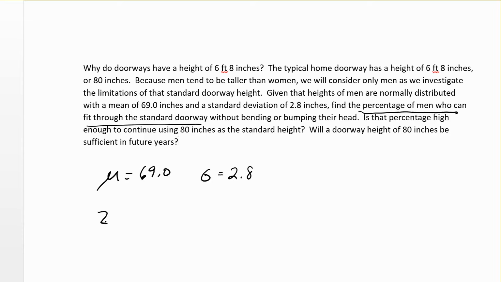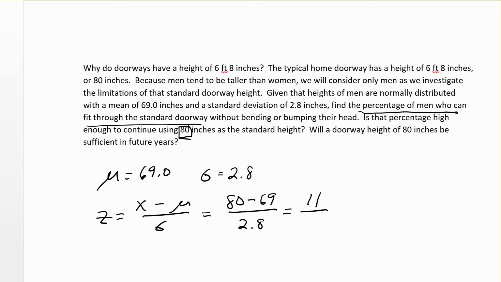So we're going to use our conversion formula, that z equals our random variable minus the mean, divided by the standard deviation. In this problem, our random variable is 80 inches. That's the standard doorway. So we'll take 80 minus 69 divided by 2.8. 80 minus 69 is 11, and 11 divided by 2.8 to get our z-score is 3.9.